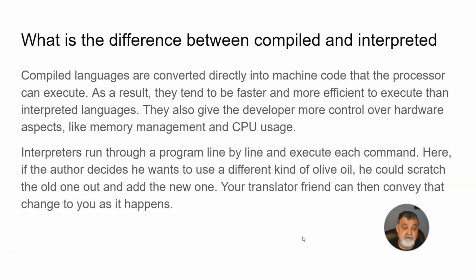Now, interpreters run through a program line by line and they execute each command. Pretty much the same as a bash script, a PowerShell script. All those are running line by line. So it just starts at the top and it reads your code down and it executes the commands that you give it.